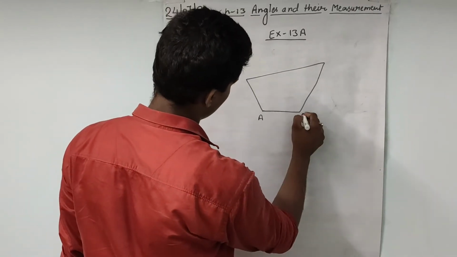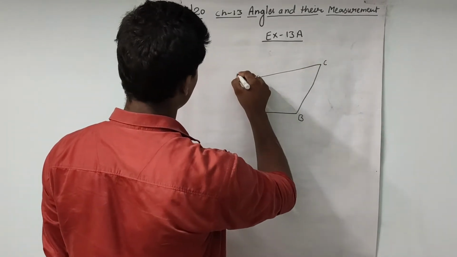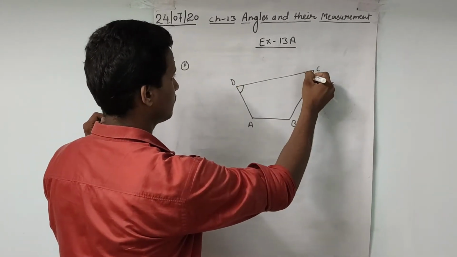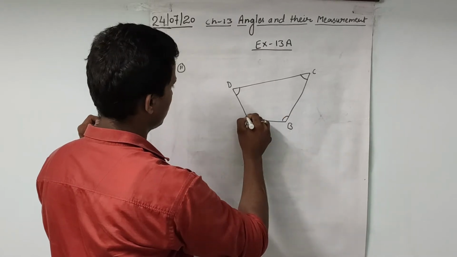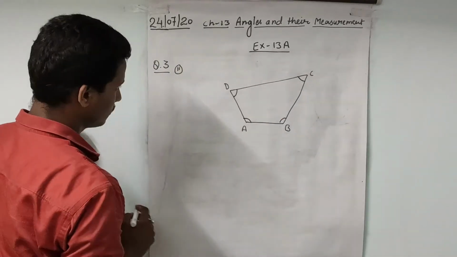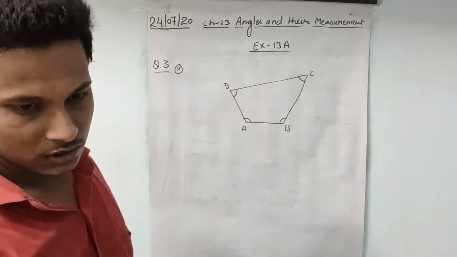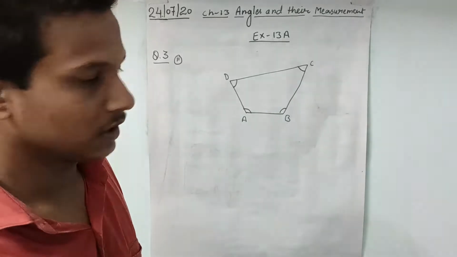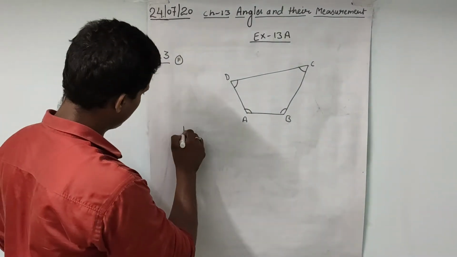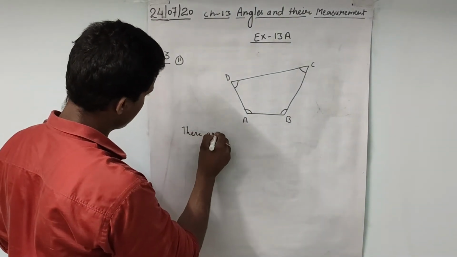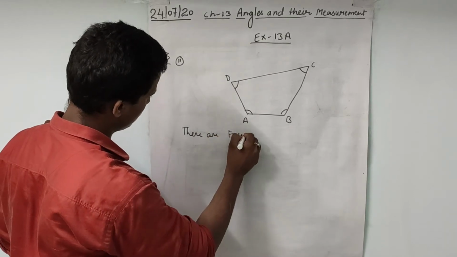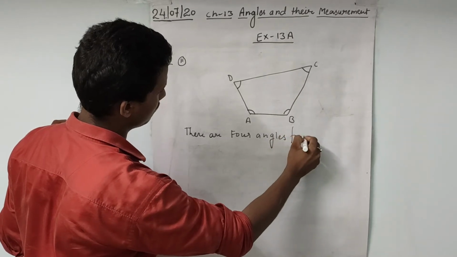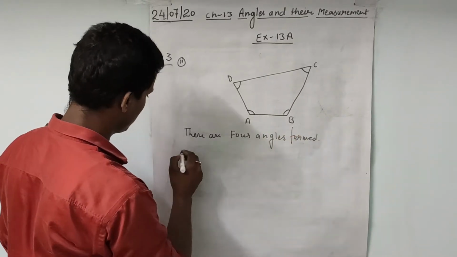So A, B, C and D, same concept here. You can see this is one angle, this is another, there are four angles. We need to write how many angles are formed and name them. First write: there are four angles formed. After that we need to write the names.